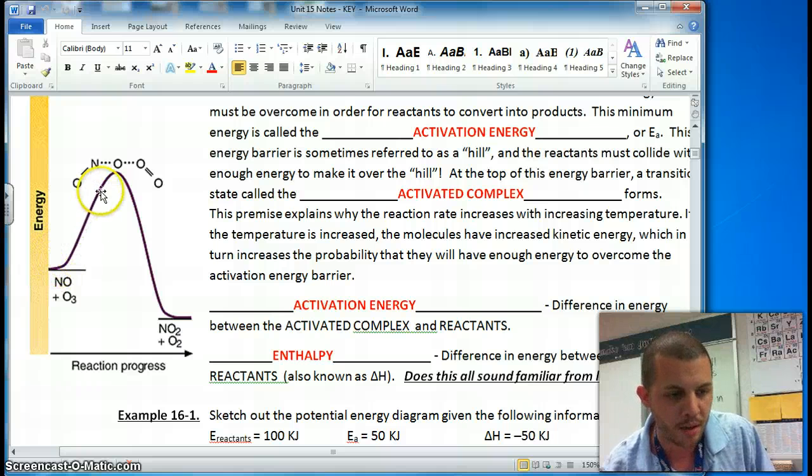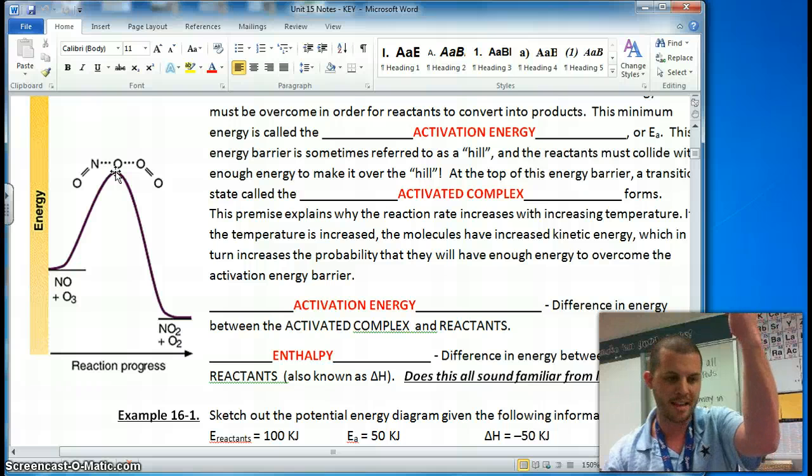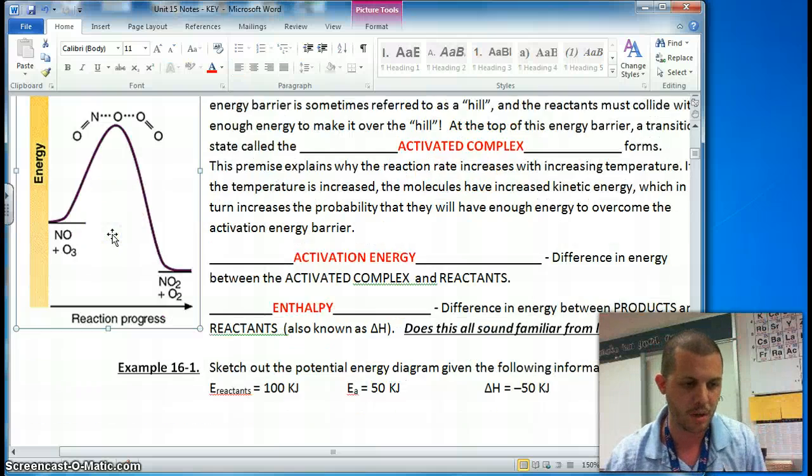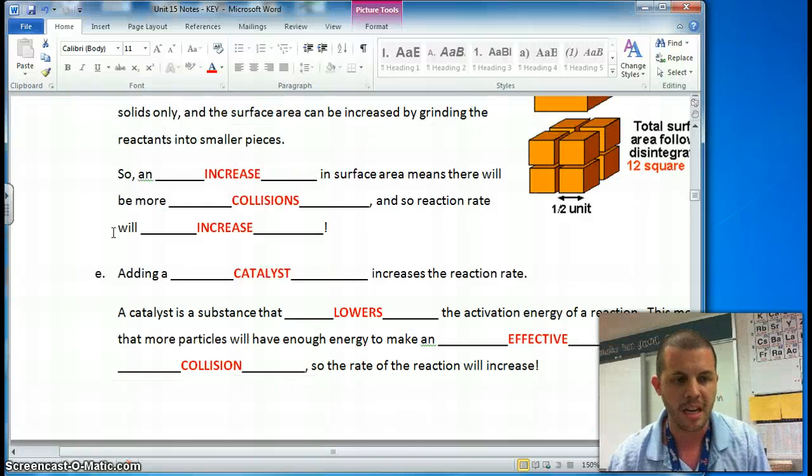When you climb this hill and you get up to the activated complex, the amount of energy that's associated with that is your activation energy. All a catalyst is going to do is grab that hill and pull it down. It's going to lower the activation energy.